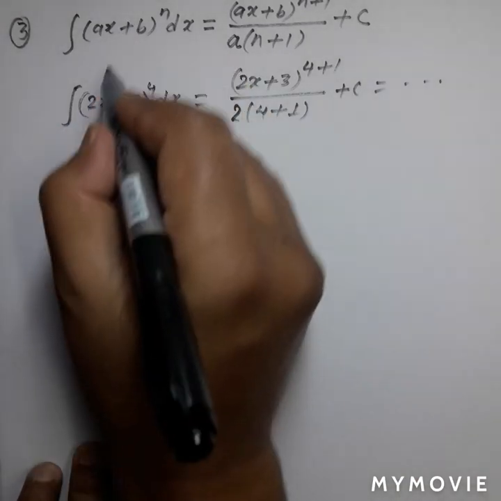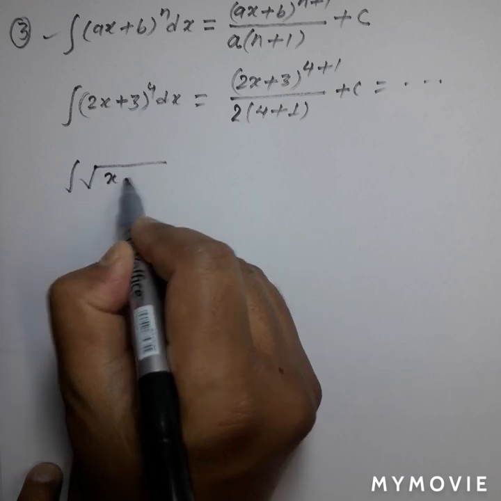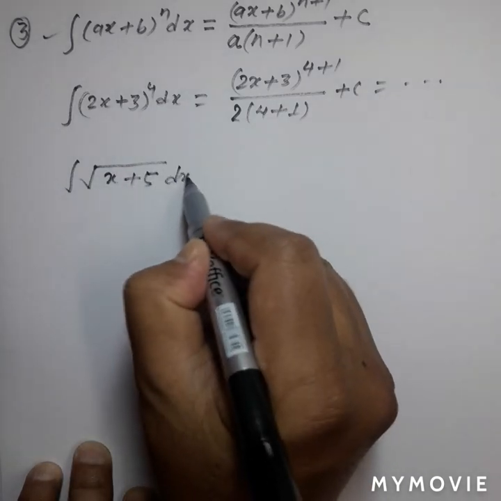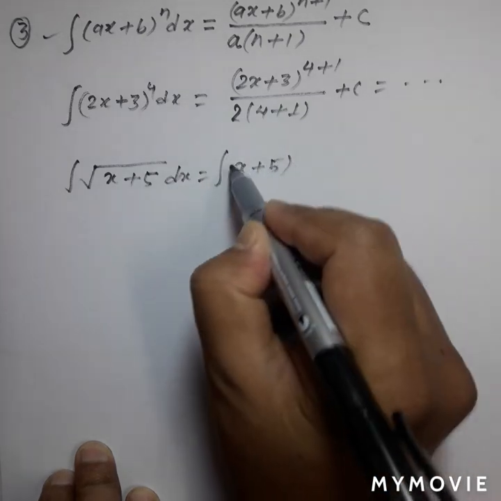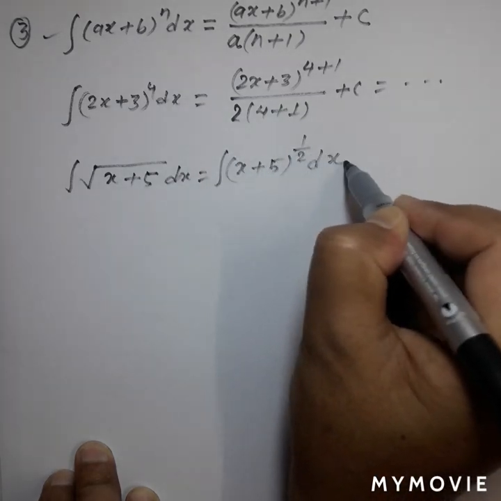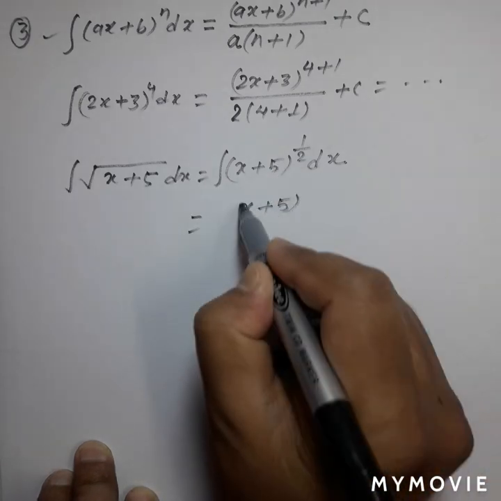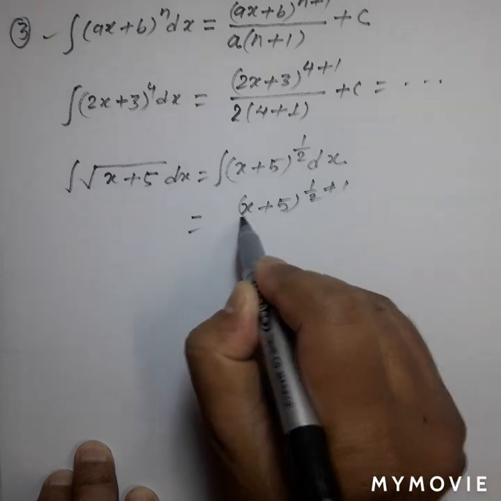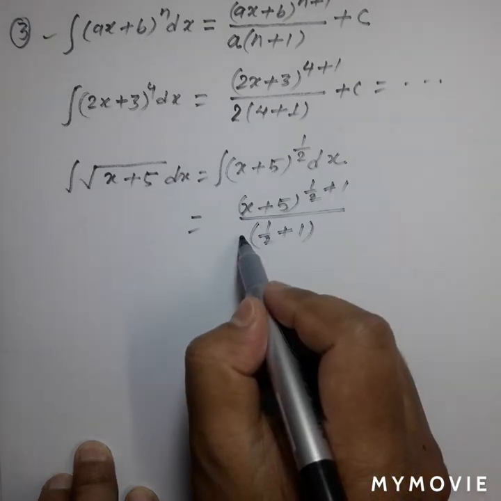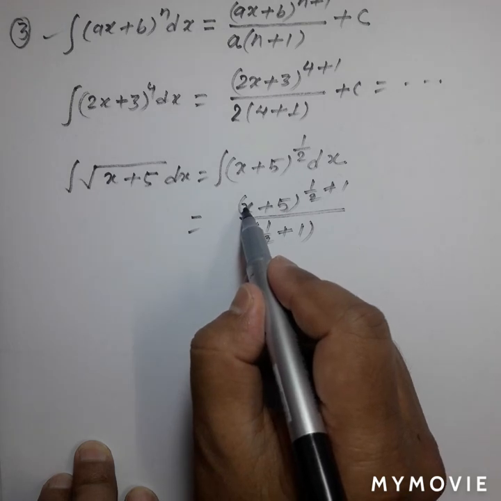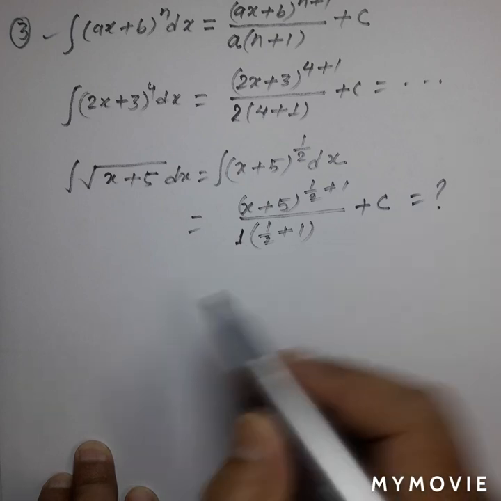Similarly, by this formula we can do the integration of square root x plus 5 dx. What is its antiderivative? This is x plus 5 whole power 1 by 2 dx. Now use the rule, x plus 5 whole power 1 by 2 plus 1 divided by 1 by 2 plus 1, and what should be here? The coefficient of x. What is the coefficient of x? 1, so 1 plus c. Simplify and get the answer.